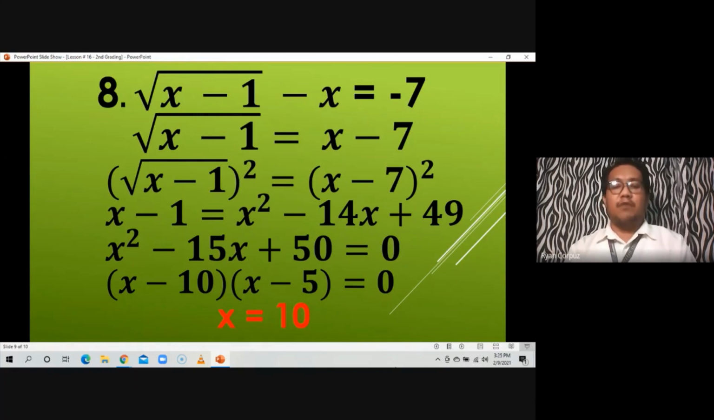So do you have any questions on example number 8? So any questions about solving radical equations? So if none, so that would be all for today.